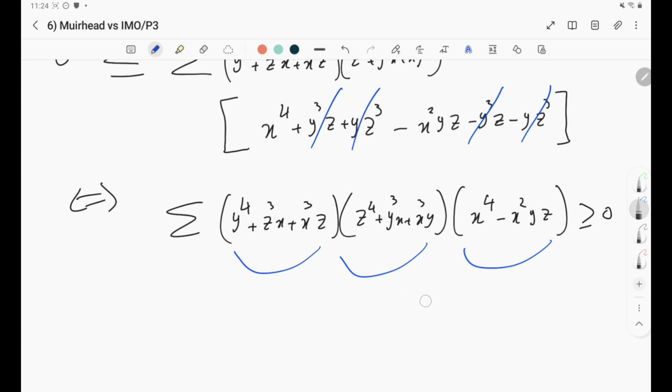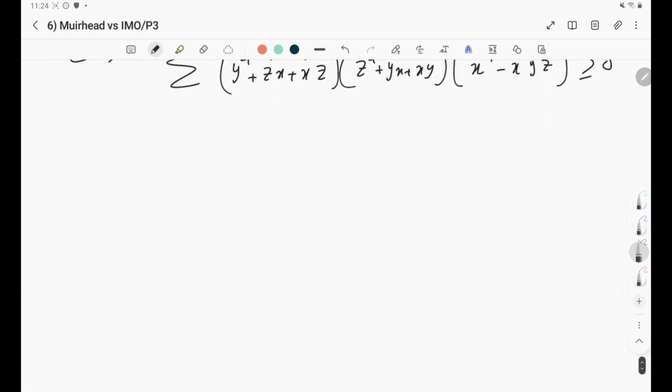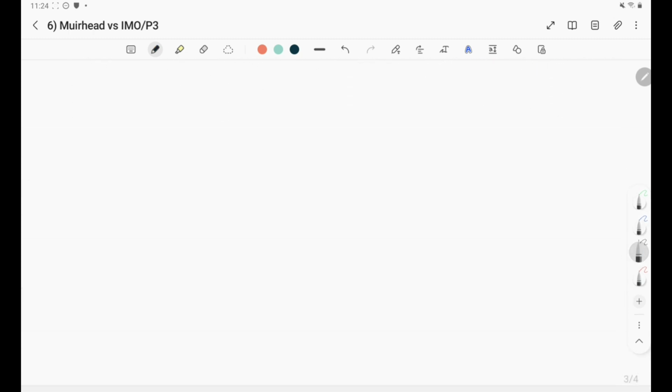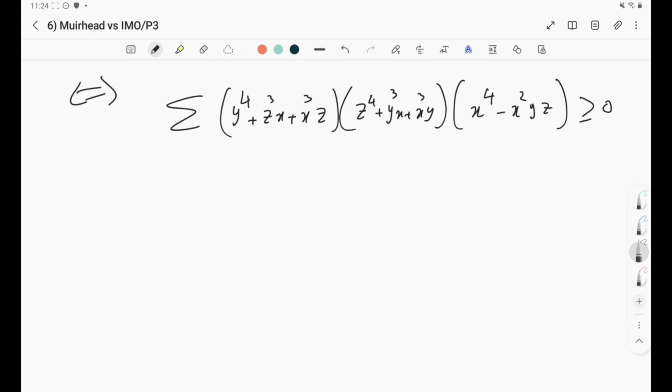We can expand this. After all, as we said, this is IMO problem 3. So we should not say that this is boring. No, we should give it our best. So how are we going to expand this? The idea is simple. We will take this guy here, just x to the 4, and distribute it with them. Then we'll take this guy here and distribute it also with them. And then we'll cancel stuff and see how we can apply Muirhead.